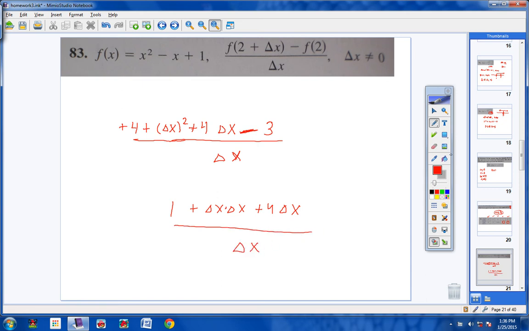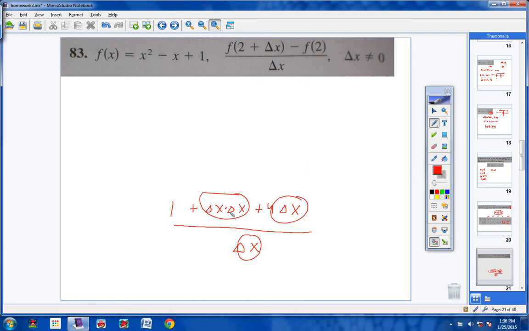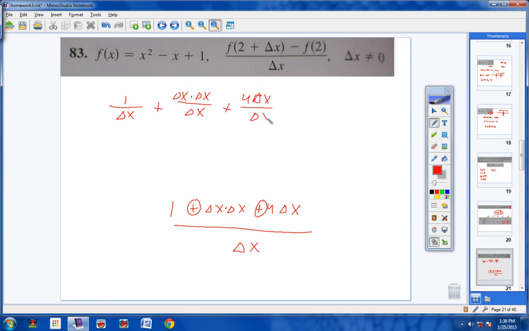Okay, so what I recommend that you do is you split this expression up into 3 different fractions. Now normally I would tell you to take a delta x away from every term, this term, this term, and this term. However, there is no delta x in this term, so I can't do that. So I'm going to divide this up into 3 fractions. So 1 over delta x, then use the sign right here, plus delta x squared over delta x, then use this sign here, plus 4 delta x over delta x, okay?